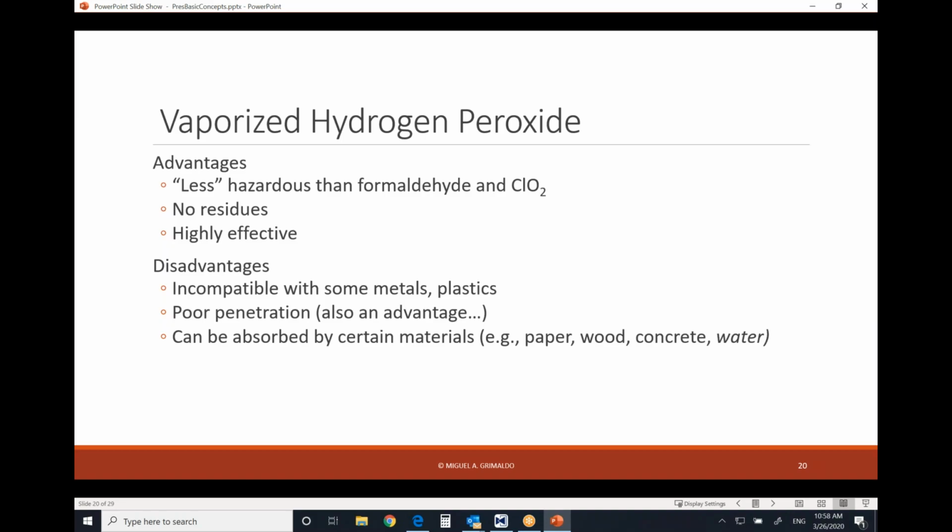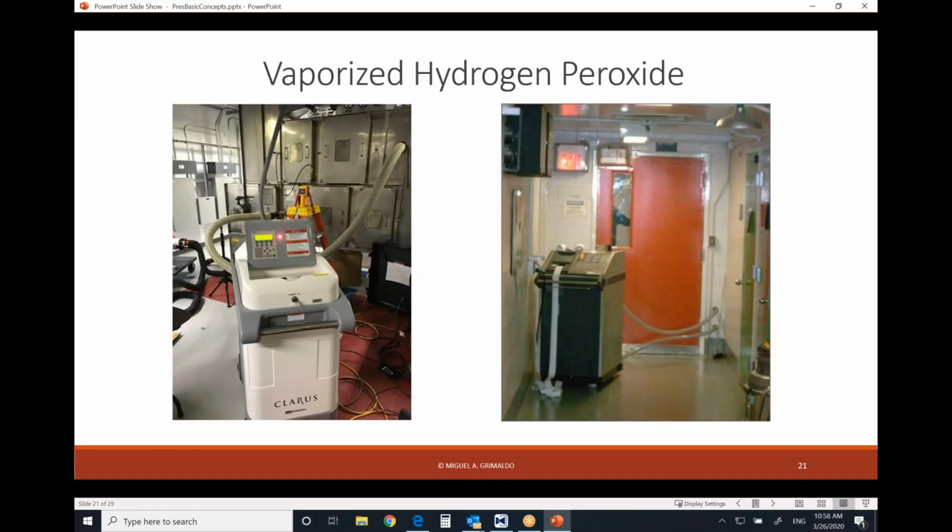You see some pictures here of the two different equipments. Here on the left, we're decontaminating filter housings, where we have HEPA filters inside for the ventilation system. And on the right, you can see a storage system used to decontaminate a room.